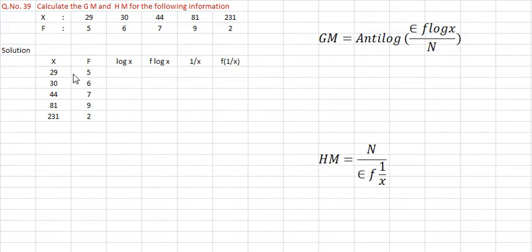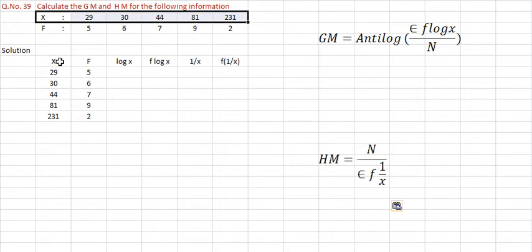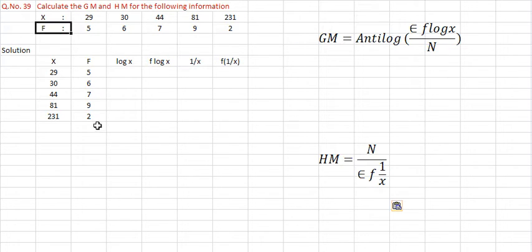Now I have taken the solution, with x being the same numbers from here to here, and the frequencies are the same here. Now first we need to find the geometric mean. What is the formula for the geometric mean? It is antilog of 1 by n into the summation of f log x. So first we have to find log x. How to find log x?